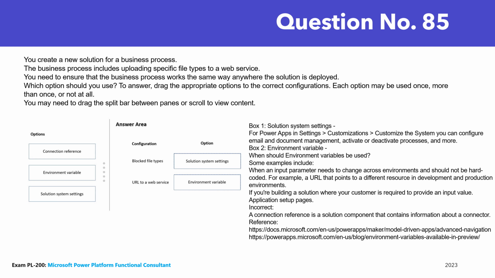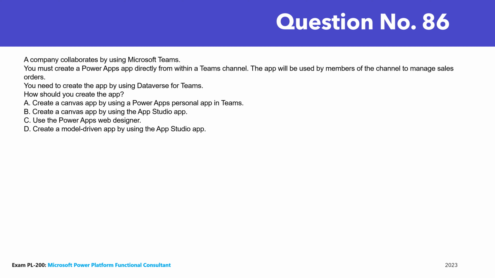Option: Environment Variable. A company collaborates by using Microsoft Teams. You must create a Power Apps app directly from within a Teams channel. The app will be used by members of the channel to manage sales orders. You need to create the app by using Dataverse for Teams. How should you create the app? A. Create a Canvas app by using a Power Apps personal app in Teams. B. Create a Canvas app by using the App Studio app. C. Use the Power Apps web designer. D. Create a model-driven app by using the App Studio app.